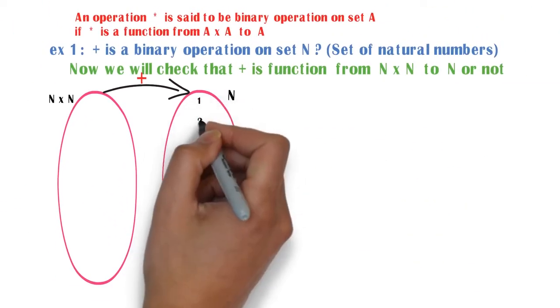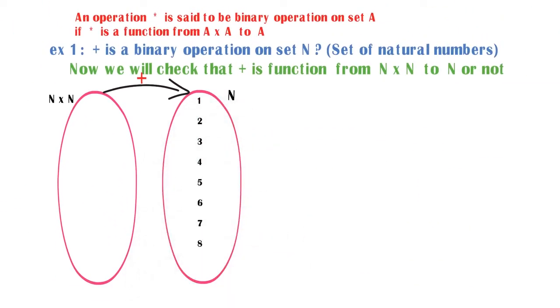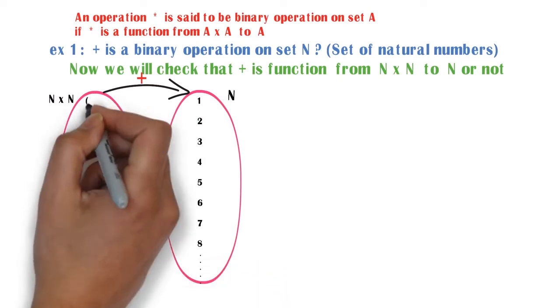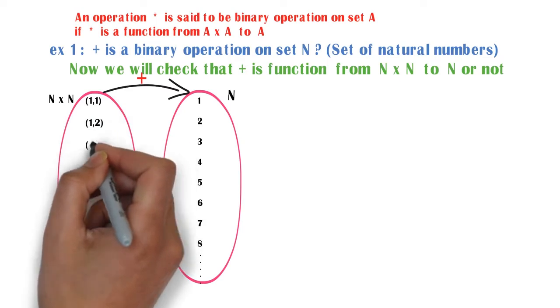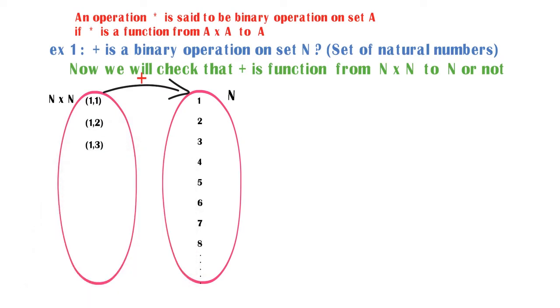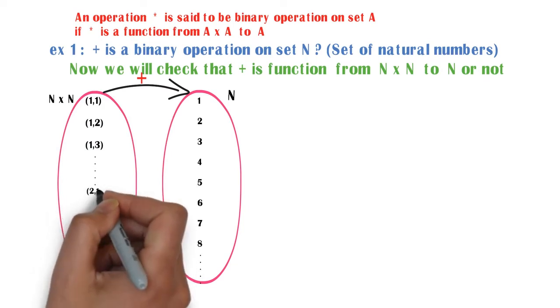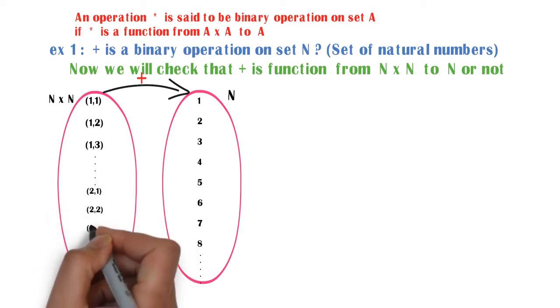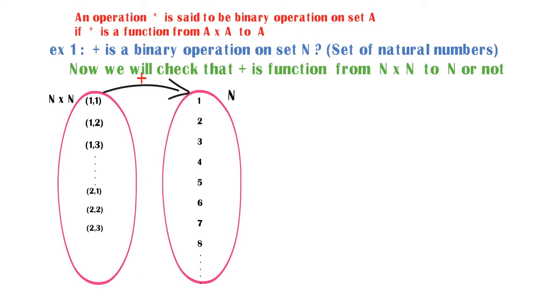See, what are natural numbers? 1, 2, 3, 4, 5 and so on. It is an infinite set. N is an infinite set. Now we will see what are the elements in N cross N. N cross N is also an infinite set. As you know the Cartesian product of sets, you know what the elements in N cross N are. These are the elements in N cross N.